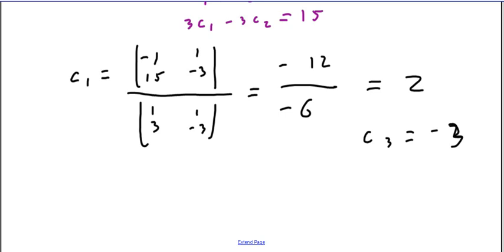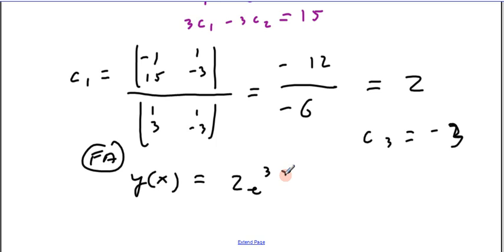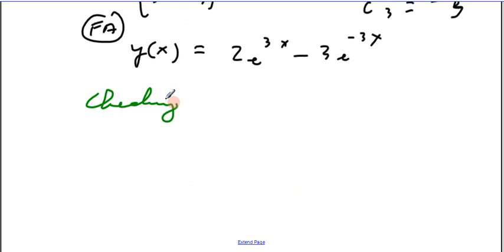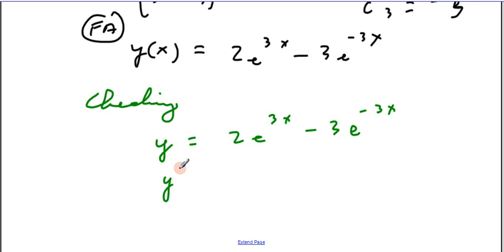So our solution, y of x, this is our final answer. Final answer, yay! y of x is equal to 2 e to the 3x minus 3 e to the minus 3x. Now the thing about differential equations, they're never true until you check them, so we're going to check this. y is equal to 2 e to the 3x minus 3 e to the minus 3x. Now you could say, we already did that in the original part of the problem. It doesn't matter what C1 and C2 are. Yeah, you could do that. But I'm just doing it just so I can make a mistake like that.